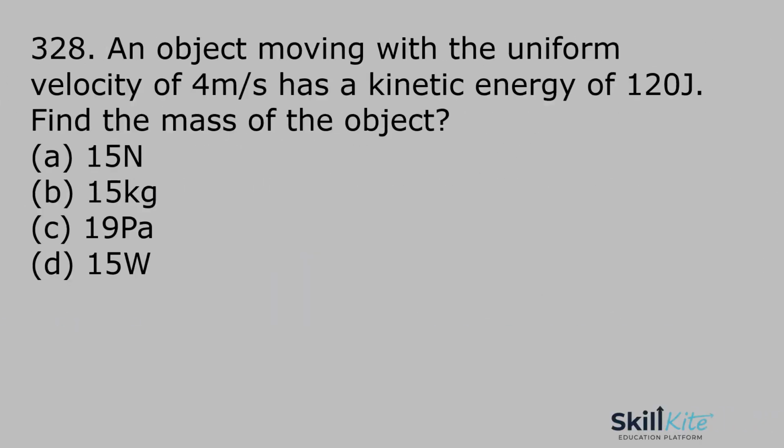An object moving with the uniform velocity of 4 meter per second has kinetic energy of 20 joules. Find the mass of the object. ఇక్కడ mass అడిగాడు, that kg లో ఉంటుంది. Option B is okay.